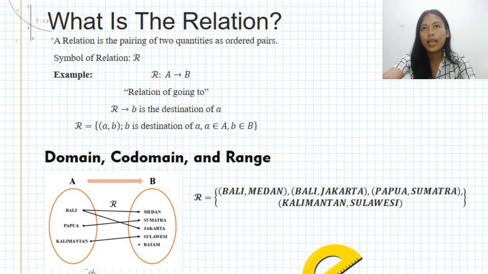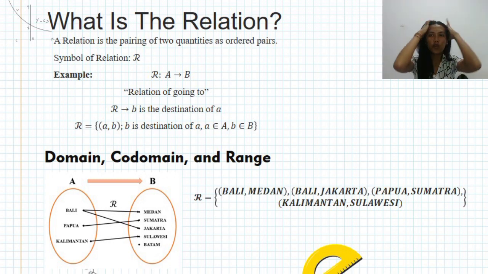A relation is the pairing of two quantities as ordered pairs. The symbol of relation is R. For example, we have the relation of going to. R is the destination of A. R is equal to the set of (A, B) where B is the destination of A, such that A is an element of set A and B is an element of set B.